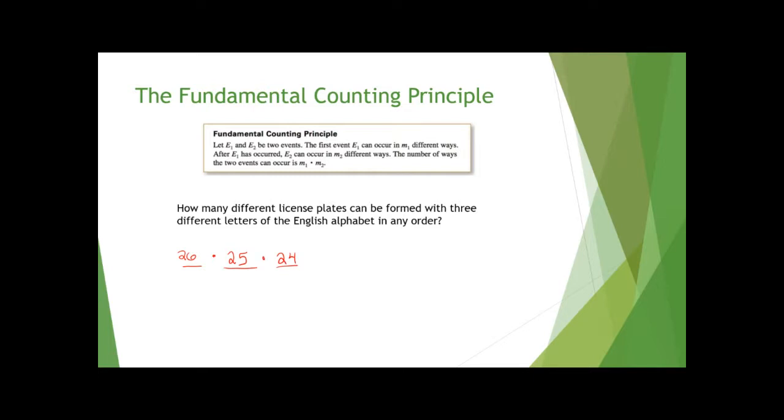And so you multiply these together, 26 times 25 times 24. When you do that, you get 15,600. So there's 15,600 possible different license plates of 3 letters using 3 different letters, and they're different, so you're not repeating those letters. So that's the fundamental counting principle. You're looking at the number of choices you have, and then you're multiplying them together. If we were allowed to repeat letters, then you would have 26 times 26 times 26.